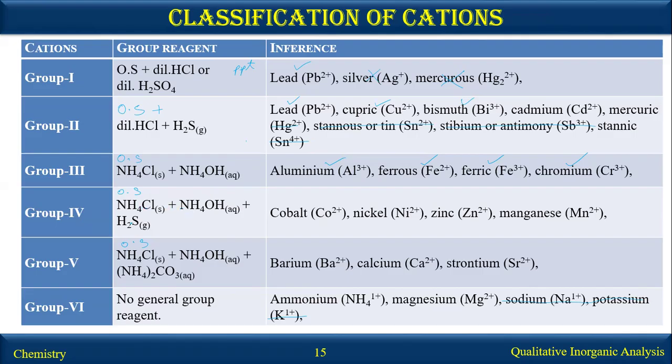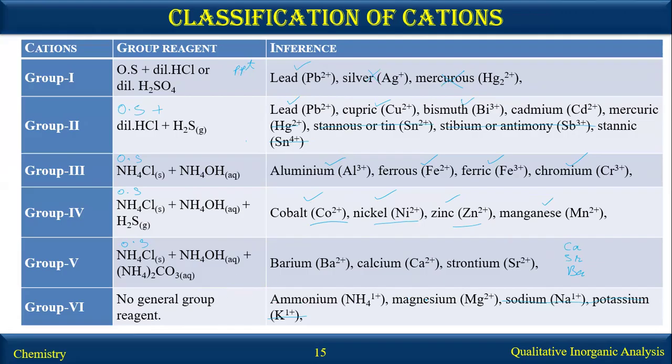Ammonium chloride and ammonium hydroxide and H2S. Group 4 contains cobalt 2 plus ion, nickel 2 plus ion, zinc 2 plus ion. These are very commonly given in different colleges, but manganese is rarely given in colleges, though it is part of your syllabus. And remember that all of these could be part of your viva. For group 5, barium, calcium, and strontium are there. And remember that fortunately, these belong to the same group of the periodic table: calcium, strontium, and barium in group 2 of the periodic table, which are alkaline earth metals.